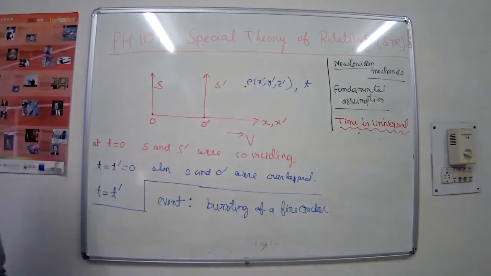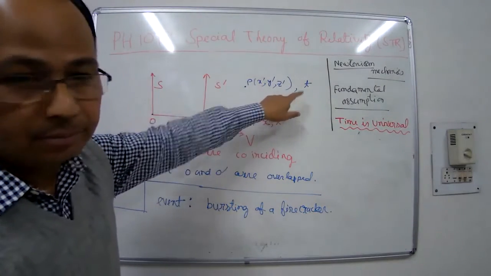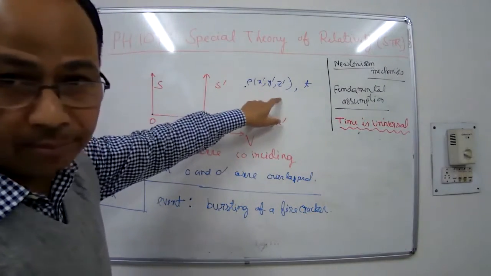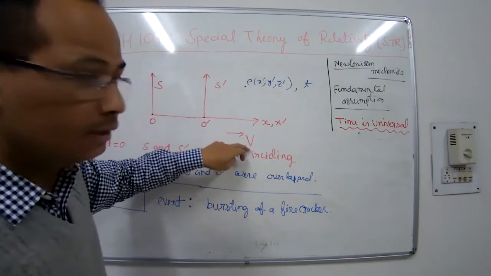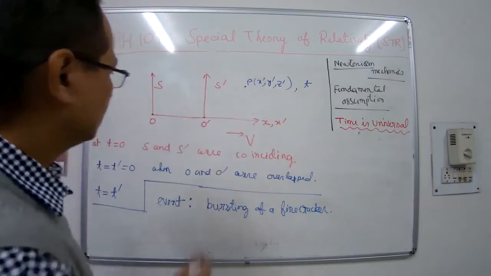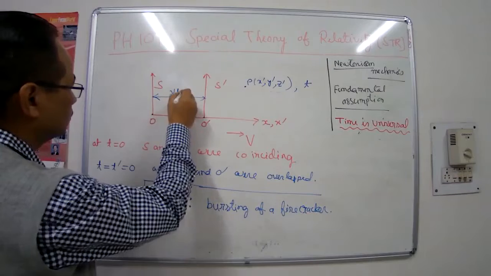Bursting of a firecracker. So that is taking place at time T at the location X prime, Y prime, Z prime. But you know that this frame is moving with a velocity v. So at time T, the origin is now shifted by an amount v into t.